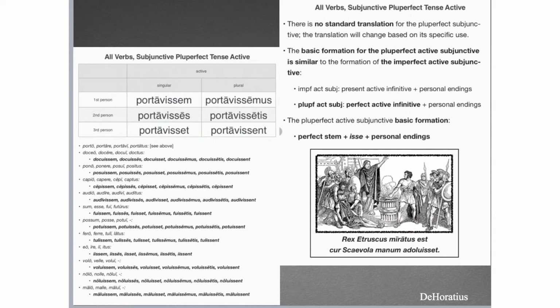All right, shifting to the pluperfect, just to review the active again, similar to the perfect, you've got your perfect stem, third principal part minus the -i, and then your tense sign, which is that -isse, plus your endings. Now remember that the pluperfect subjunctive uses that -isse, which without endings is the perfect active infinitive. With endings, the perfect active infinitive serves as the stem for the pluperfect active subjunctive, and then you get your other verbs done out here.